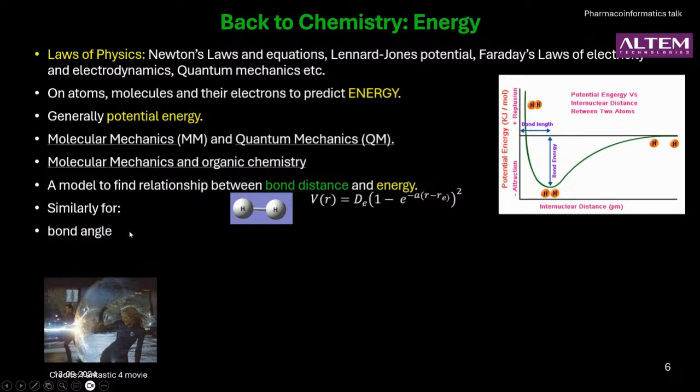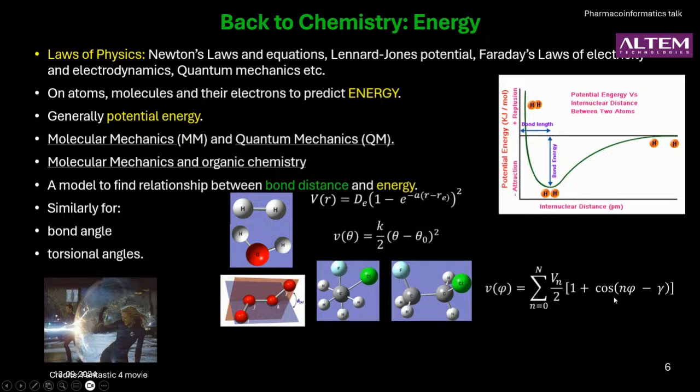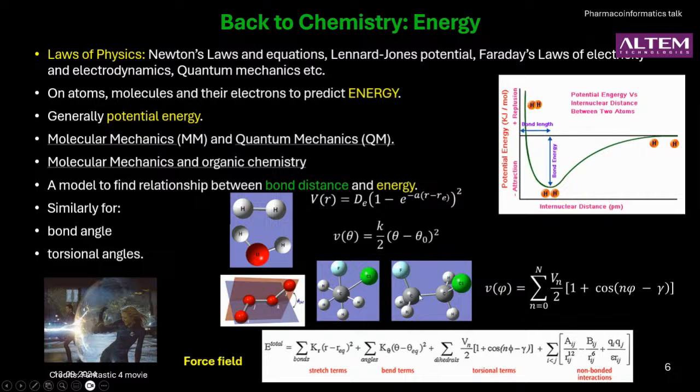Similarly, you could write a model for predicting how the energy of the molecule will change as the bond angle changes. For that, this type of function from Hooke's law is possible. Even for torsional angles, we could write a formulation with a cosine function like this, and all those terms put together give you something known as a force field.